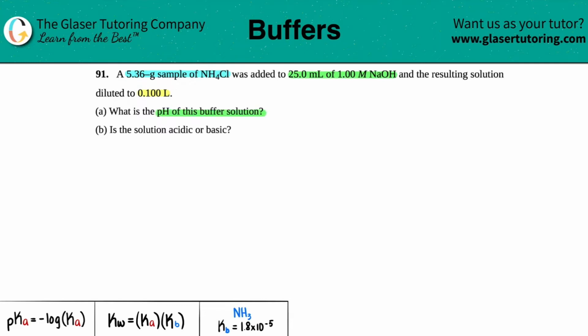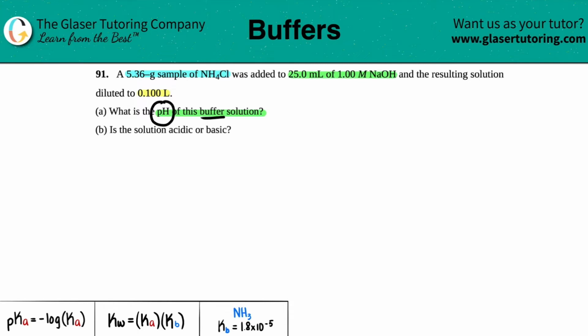Okay, so we got a lot of numbers here, right? They told us we have a mass, 5.36 grams of NH4Cl. We have a volume with the corresponding molarity of NaOH. Then the whole solution was brought to 0.1 liters, but the overall question is asking for the pH of a buffer solution.